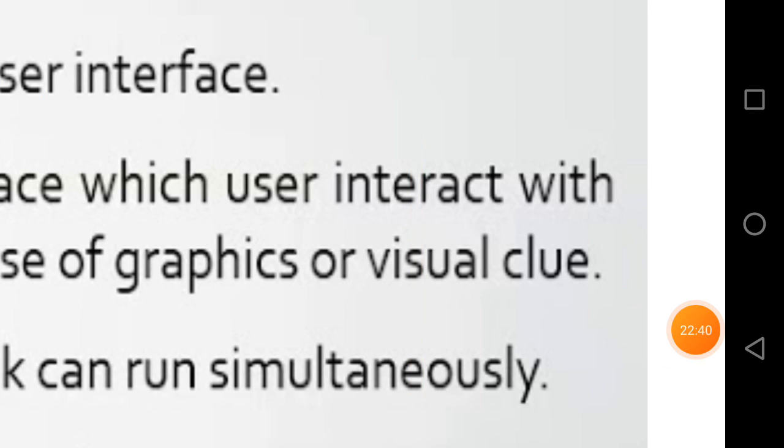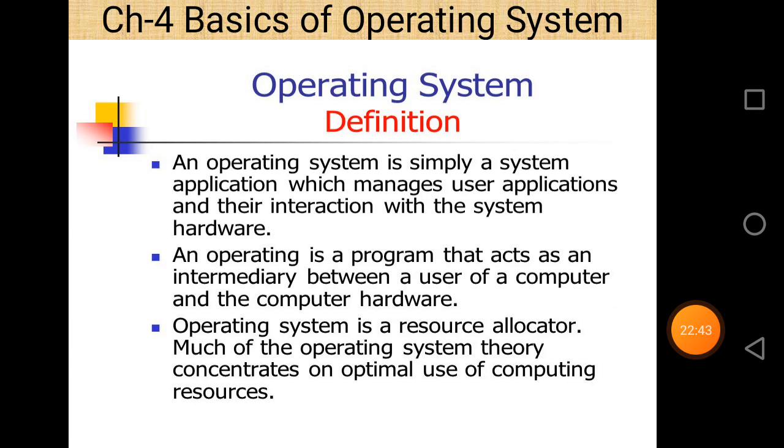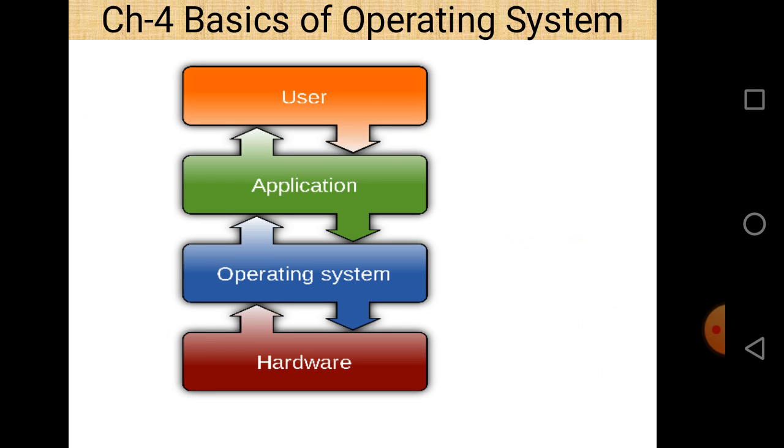So let us take a quick revision of all of these points. First of all, the definition of an operating system. A very simple definition is: an operating system is an interface between the user and the computer hardware. This is the simplest and oldest definition of an operating system. When a question is asked regarding the definition of an operating system, just write this definition and mention this diagram also. This diagram gives you a clear idea about what an operating system is.